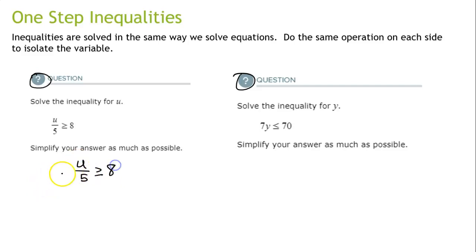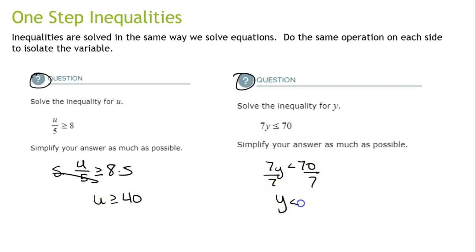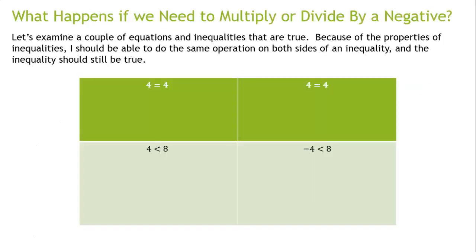Welcome back. You should have multiplied both sides by 5 here, so u is greater than or equal to 40. For this one, you should have divided both sides by 7, so y is less than 10. All right, what happens if we need to multiply or divide by a negative?